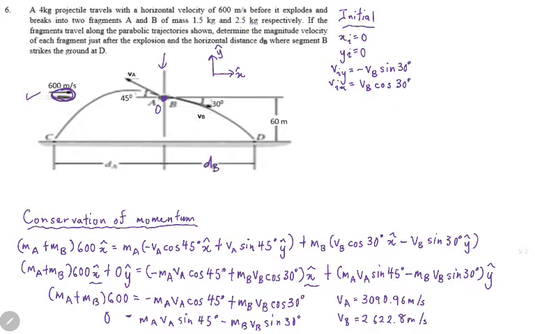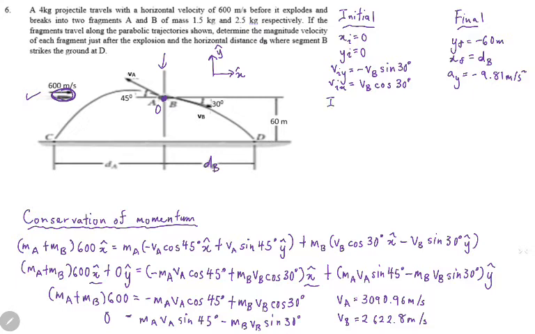At the final situation, based on my coordinate system, y final is negative 60 meters, and x final is the information I need to find, which is going to be that dB distance. The other information that I know is that in the y direction there is gravity, so there's a constant acceleration of negative 9.81 meters per second squared. So based on this information, I can look at the motion of the projectile in x.